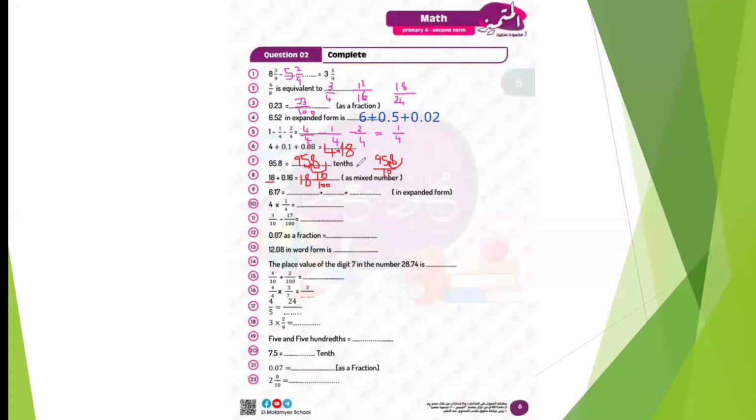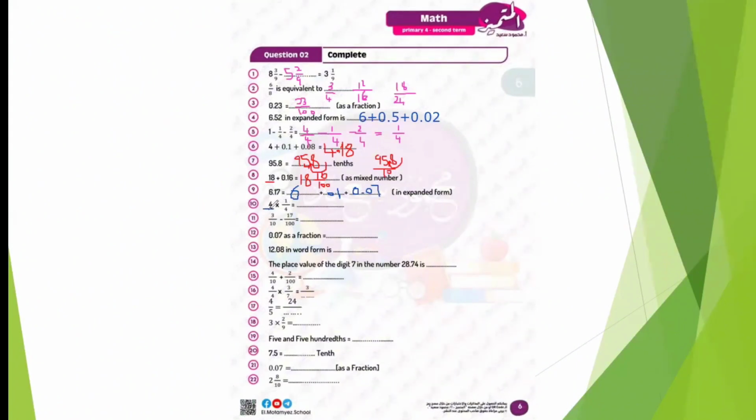Number 9, 6.17. How can I write it in the expanded form? Expanded form means write each digit in its value. The value of 6, it's a whole number, its value is 6. The value of 1 is 0.1, it's in the 10th place. The value of 7, it's in the 100th place. Its value is 0.07.